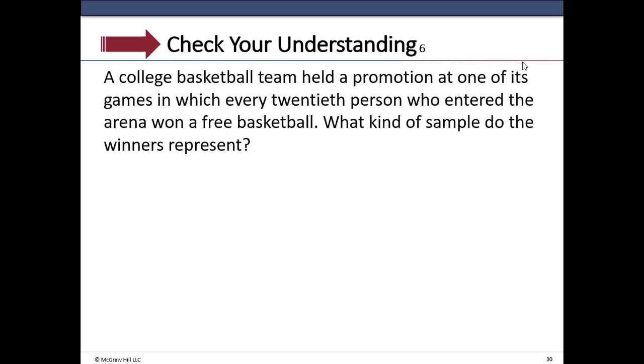A college basketball team held a promotion at one of its games in which every 20th person who entered the arena won a free basketball. What kind of sample do winners represent? Of course, this is a systematic sample.